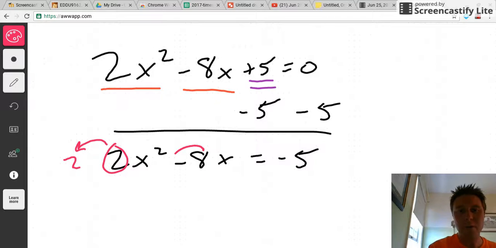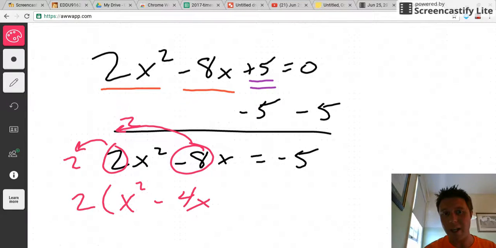So we end up with 2 times the quantity. When we take 2x squared and divide it by 2, we just end up with an x squared. If I multiplied 2 times x squared, I get 2x squared like what I started with. Same process over here with the minus 8. If I divide out the 2 from the minus 8, I end up with a minus 4. And there's still an x there, so I have to keep the x. If I check that and multiply the 2 by negative 4x, I would end up with a negative 8x. I can complete the quantity and say it's still equal to negative 5. Notice I'm not doing any distributing or any factoring to the negative 5.